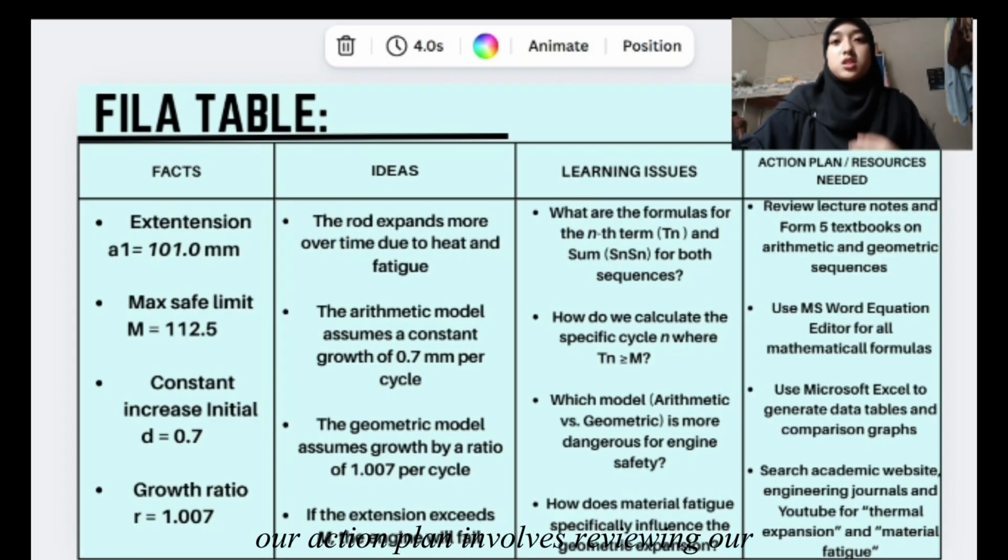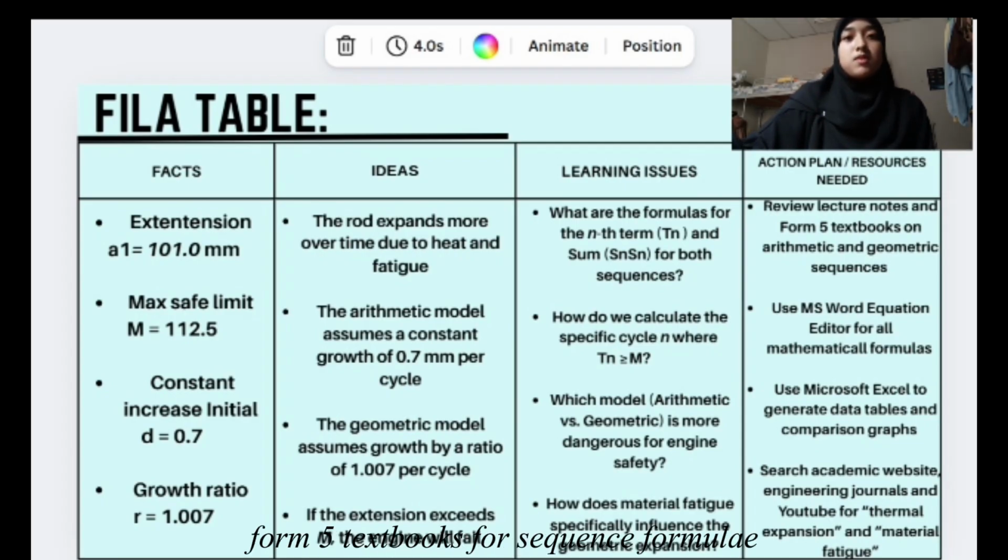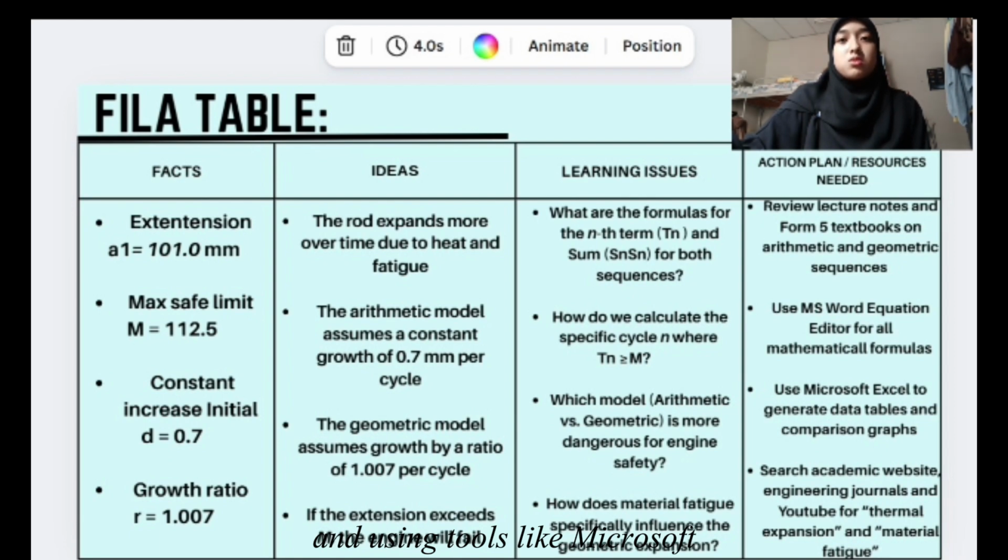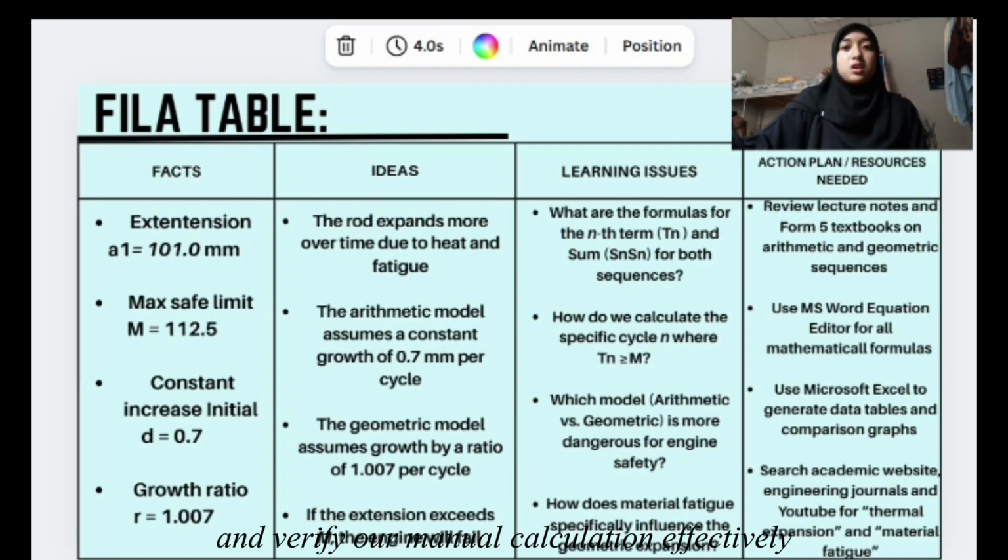Lastly, our action plan involves reviewing our Form 5 textbooks for sequence formulas and using tools like Microsoft Excel to generate comparison graphs. This allows us to visualize the data and verify our manual calculation effectively.